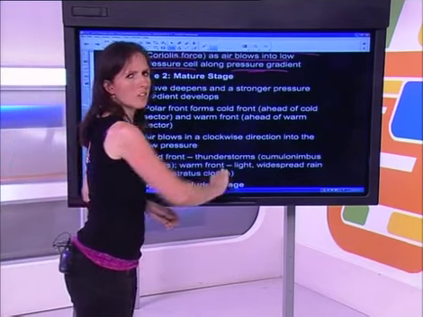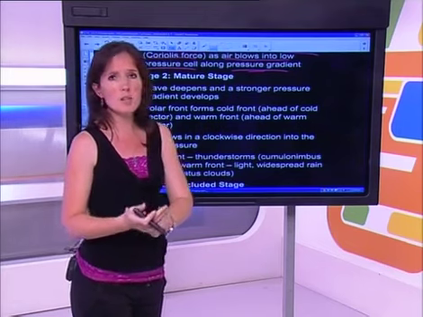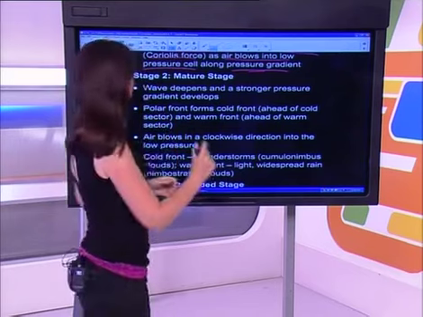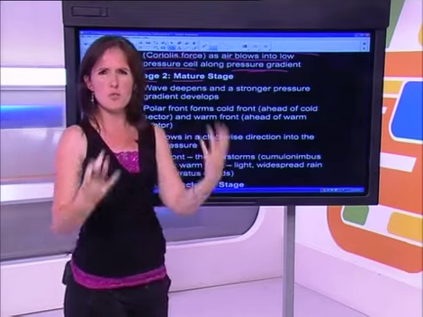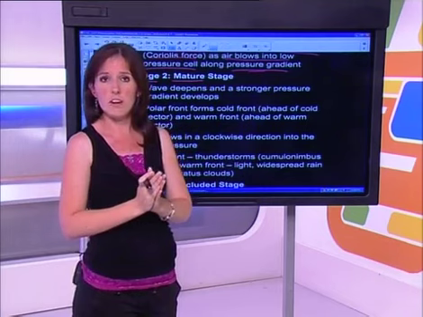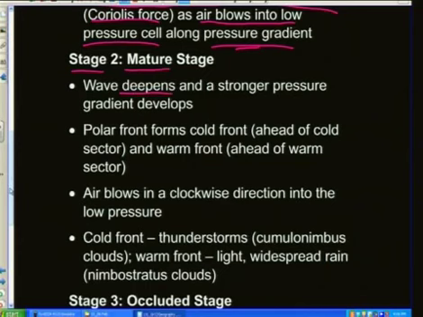Stage 2 onwards is quite a popular topic in exam papers, and they always ask something about the mature stage or even something about the occluded stage, which comes next. So stage 2, firstly, the name, always important, is the mature stage. It's reached maturity. What's happening now is we've had our wave form in the polar front. We need to remember that the wave deepens. The low pressure becomes more intense. And because we have a greater change of pressure over a horizontal distance, we say our pressure gradient becomes stronger.